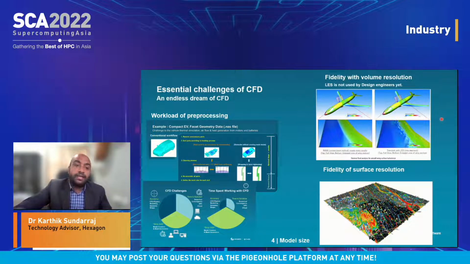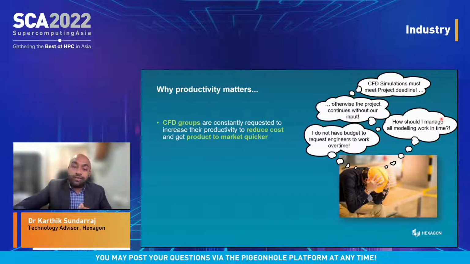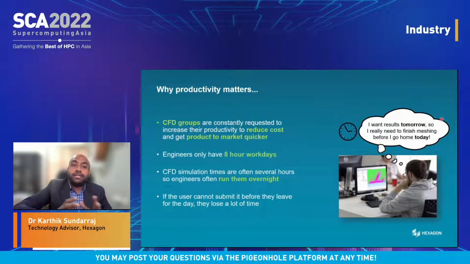Now, with all these challenges, we are also talking about the productivity of an engineer, of a person who is doing CFD. So CFD groups are constantly requested to increase their productivity. That is how they can reduce the time they spend on CFD. Can there be an incremental increase in time saved while performing a CFD activity? And this becomes a huge challenge for an engineer, because at the end of the day, engineers only have 8 hours of time. They have to run cases overnight, and it becomes difficult to manage time, particularly with cases like CFD, which is large scale in nature.